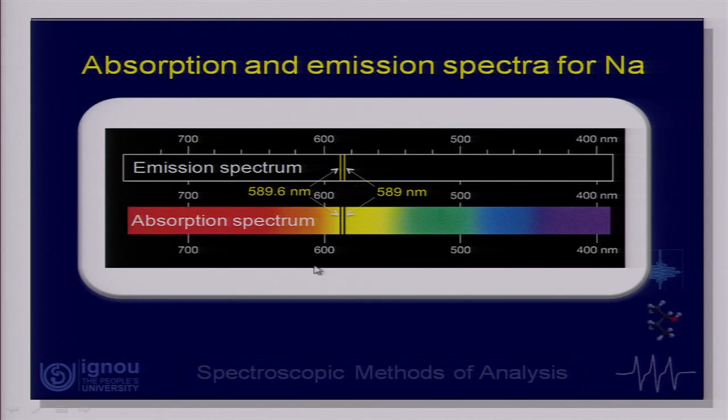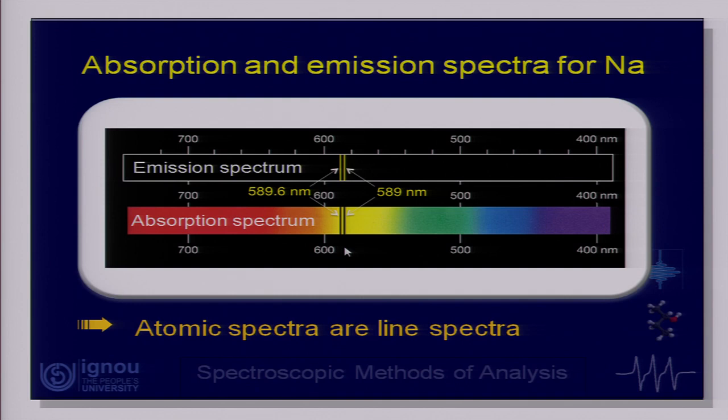On the other hand, if I talk about the atomic absorption by sodium metal, you find that the sodium atoms absorb these two lines. The rest will come through, only these two lines will be absorbed by the system. What we conclude from this diagram is that atomic spectra are line spectra, whether they are absorption spectra or emission spectra. That means there are distinct lines coming there, or distinct lines which are missing from the continuous range of wavelengths or frequencies emitted by the source.